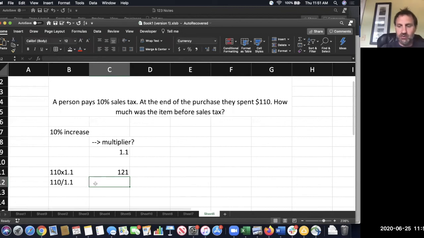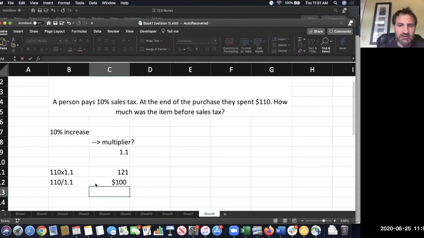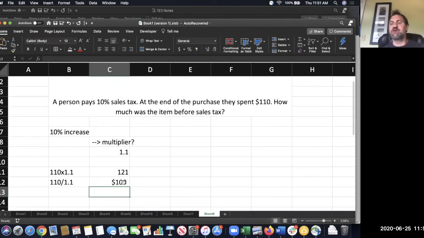Right, Thomas. So we would want to actually divide. This is the answer that gives us a sensible result. $100 is the result of the calculation that makes sense for the problem. The item before sales tax was $100. When we went and paid 10% tax, we paid $110 altogether.